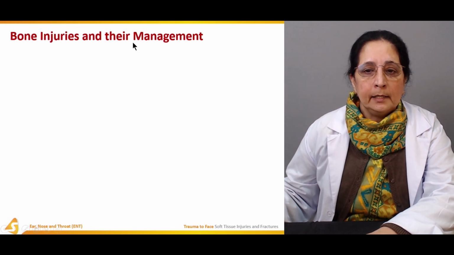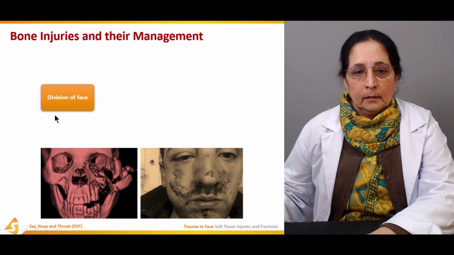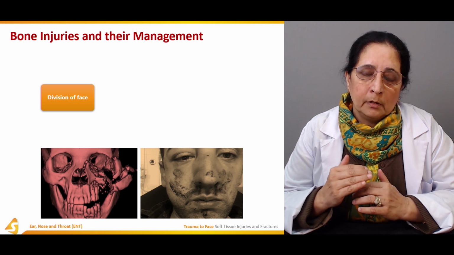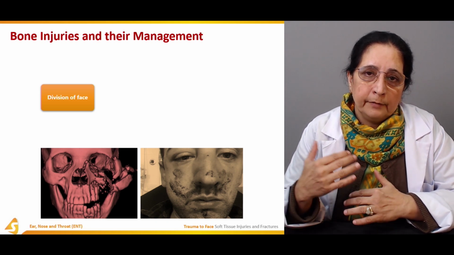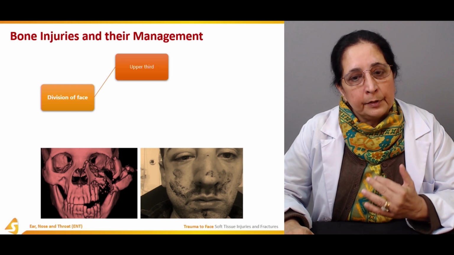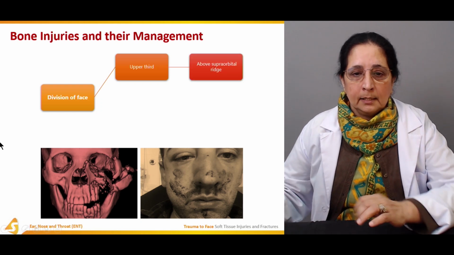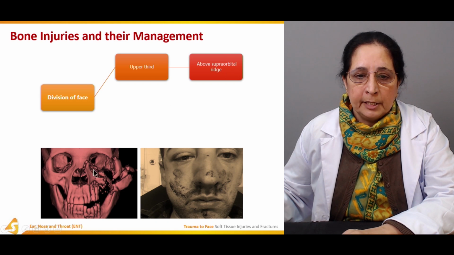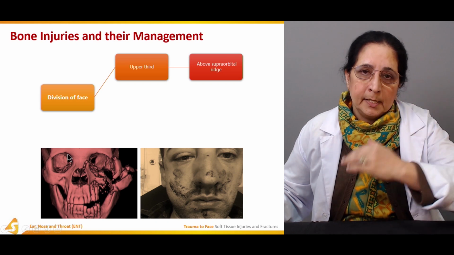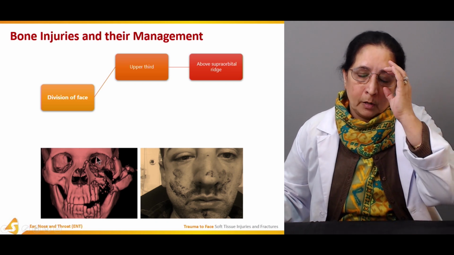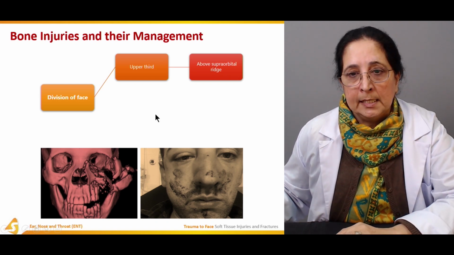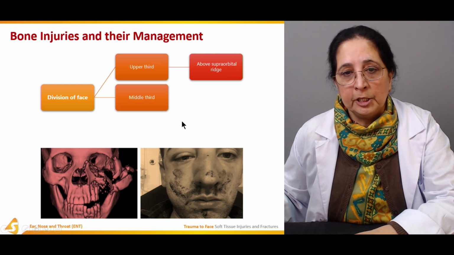Bone injuries and their management. Division of the face. We should know the divisions of the face, what different bones make up which portion of the face. So first, the upper third. The upper third is above the supraorbital ridge. These are the supraorbital ridges above the orbits, above the eye. So this is the upper third of the face, above the supraorbital ridge.